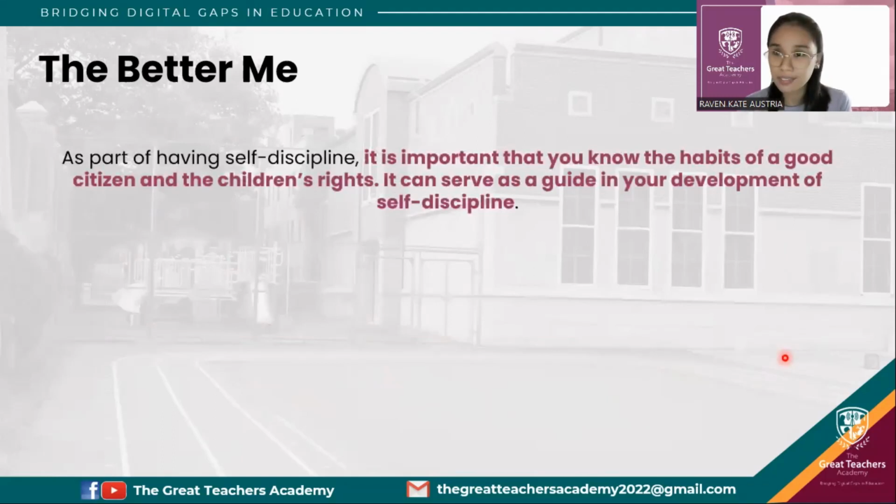Now, as part of having self-discipline, it is also important that we know the habits of a good citizen and the children's rights, because they can serve as a guide in your development of self-discipline. Again, as we go through our discussion later on, I will share with you some tips on how to be a good citizen. And of course, we will also be discussing the different rights of a child. So ano ba yung mga karapatan ng isang bata? Kasi once you have understood this, once you have become fully aware of these rights, magiging guide na siya kung paano mo i-develop ang self.